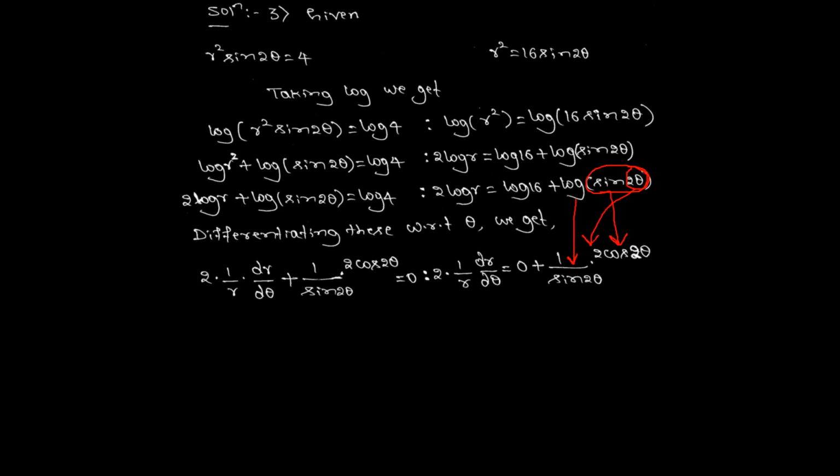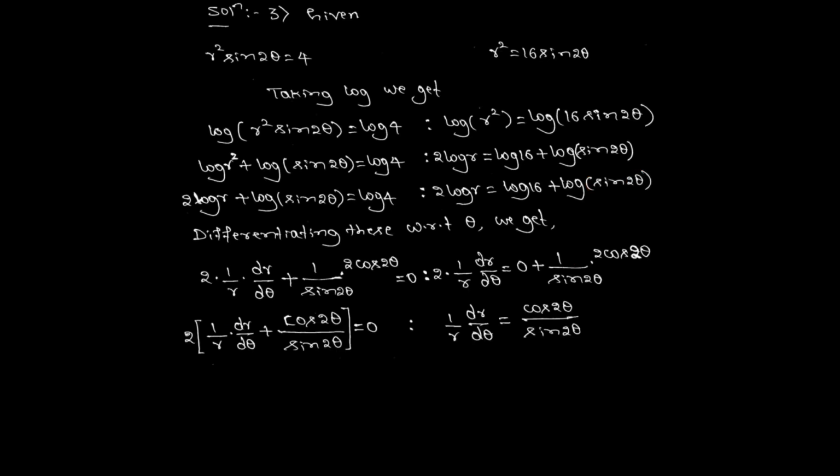Now let us simplify these two expressions further. Here 2 is common. In the first expression we have taken 2 outside, and in the second expression, since both LHS and RHS contain 2, we can divide both LHS and RHS by 2 and cancel this 2. What remains is this.